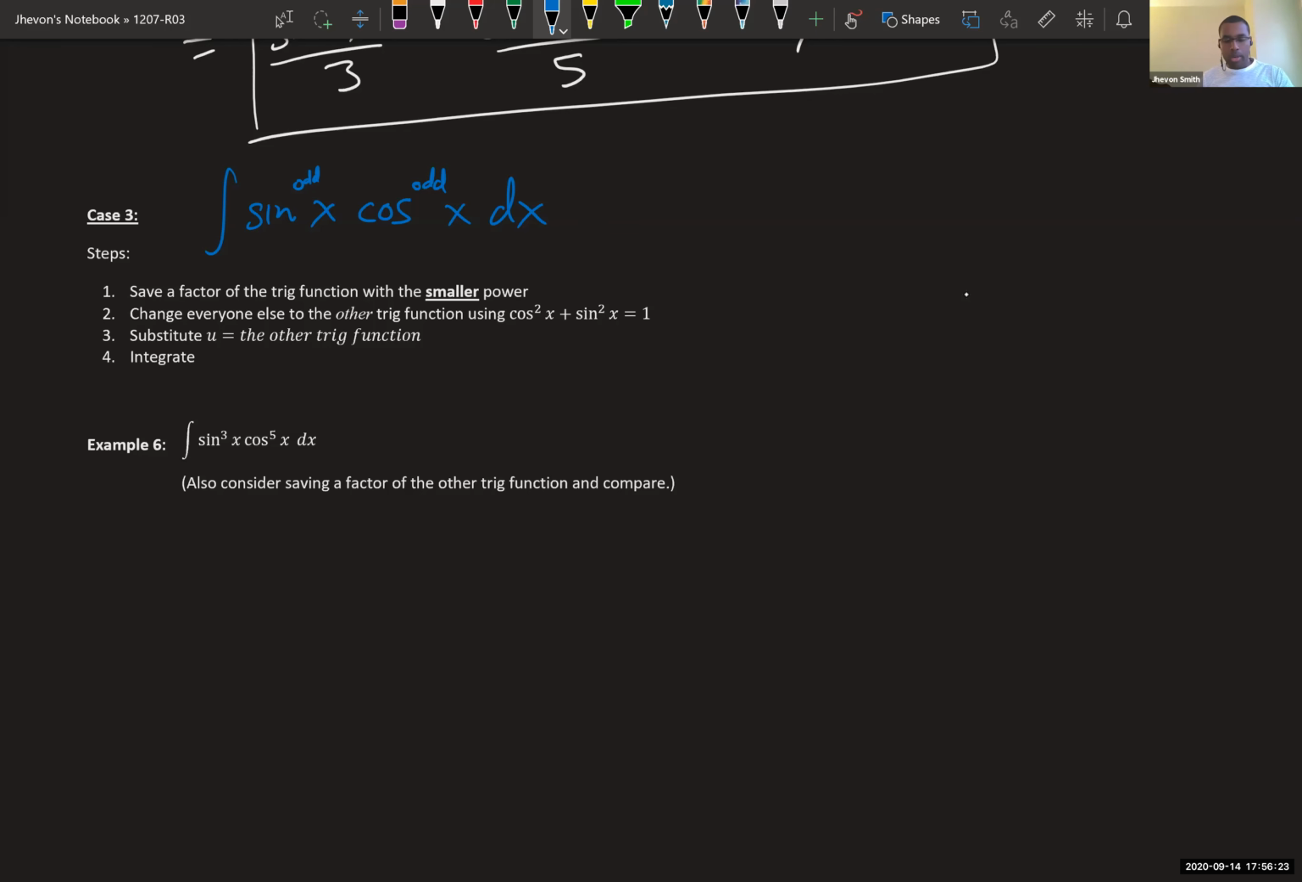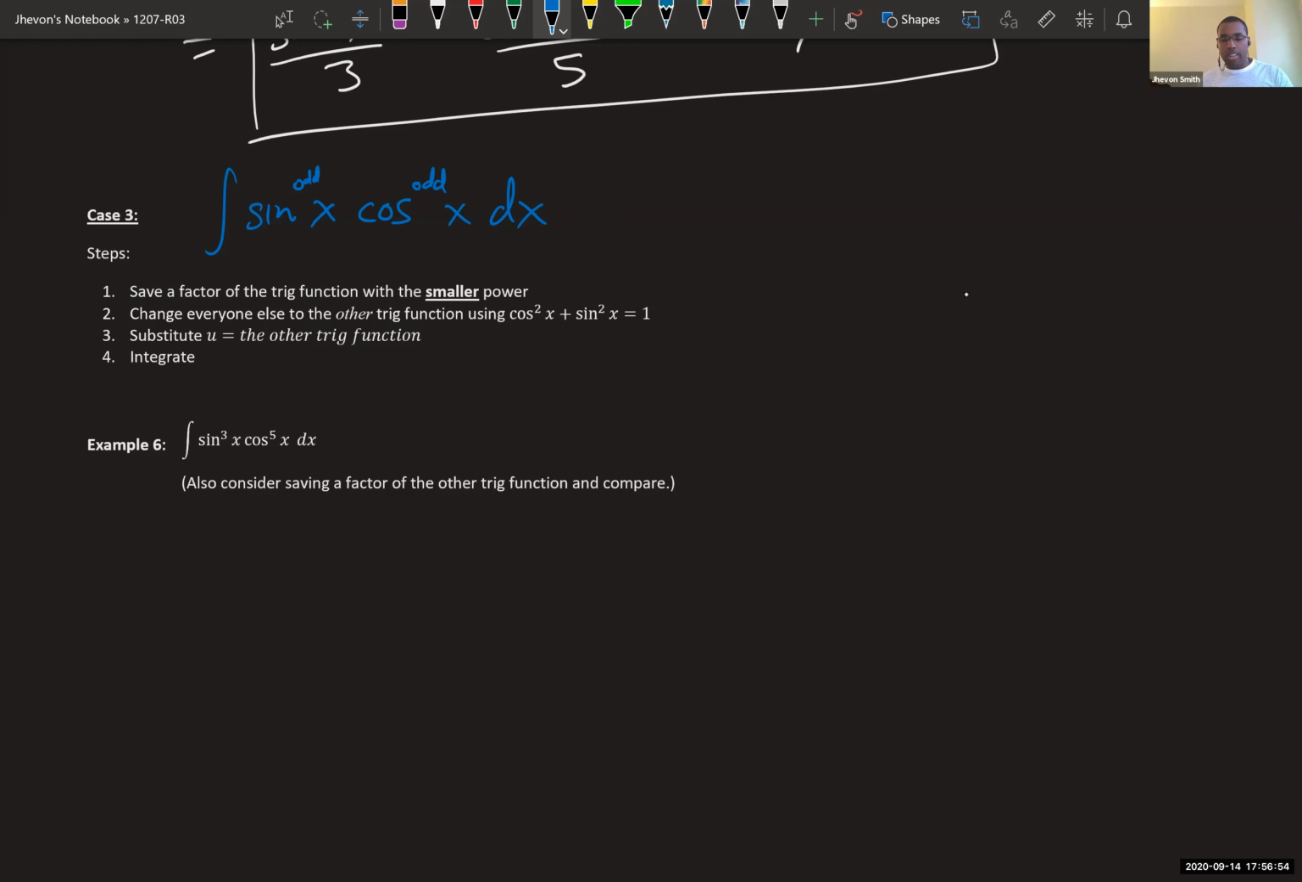Well, here's how we deal with that. You save a factor of the trig function with the smaller power. So here's where, there was a question earlier about what if this number is bigger than that? It didn't matter when one was odd and one was even. If one is odd and one is even, you always save the odd one. If they're both odd, now you have a choice. You realize that you can save either one of them, but now how do you choose who you want to save? It turns out you will make your life a little bit easier if you save the smaller one.